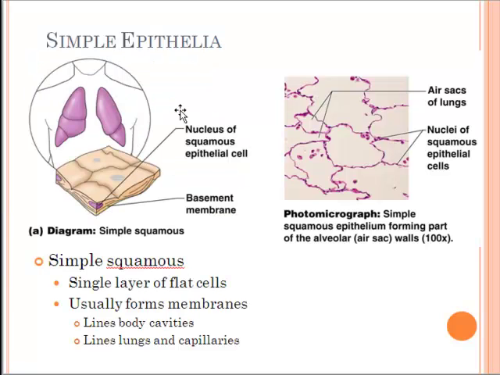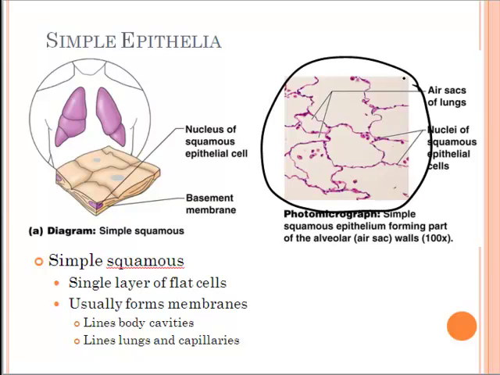So if you think about this, it is a very thin layer of cells. And you can see it in the picture here. So this is an actual slide of simple epithelial tissue, and this thin little purple line here, those are the cells. This area here is an open space, and it's lined by this thin single layer of cells.